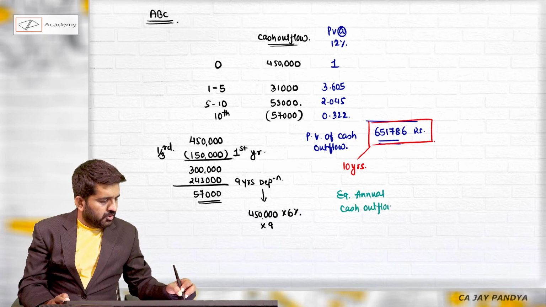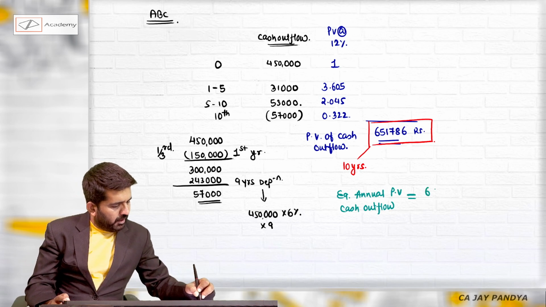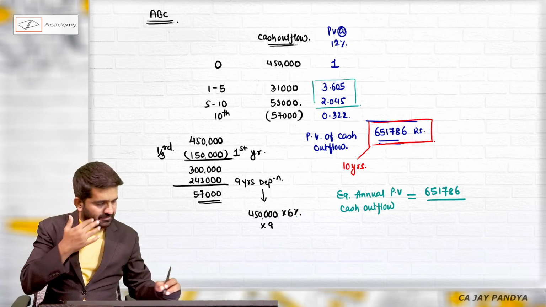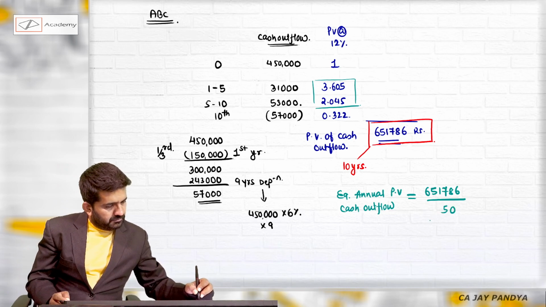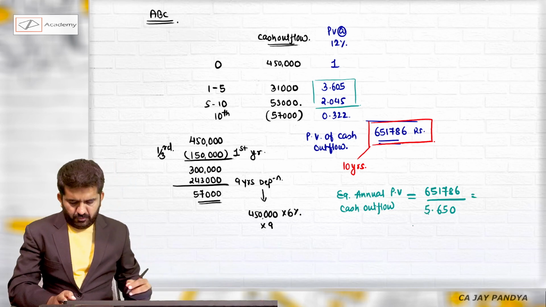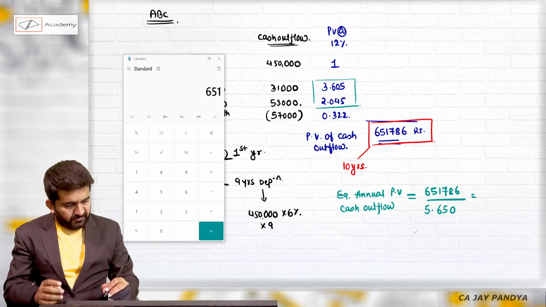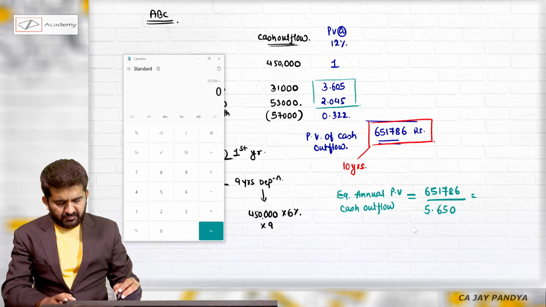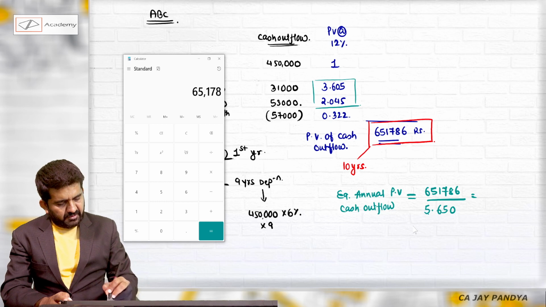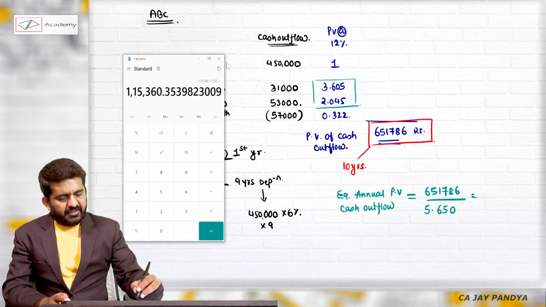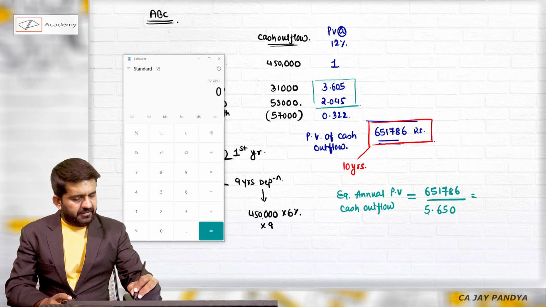We will be finding out the equalized annual cash outflow, the present value of cash outflow. How? 6,51,786 divided by the present value annuity factor of 10 years, which is 5.650. 6,51,786 divided by 5.650 is 1,50,360.